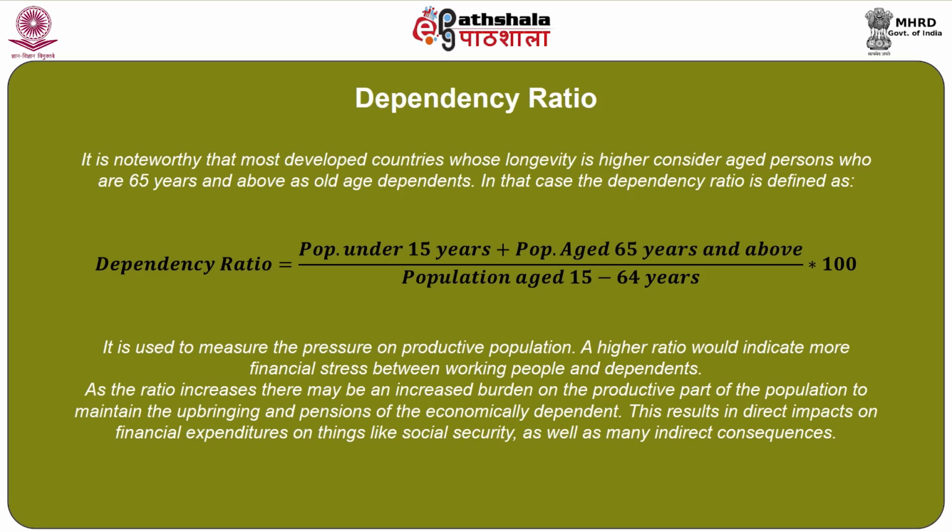A higher ratio would indicate more financial stress between working population and dependents. As the ratio increases, there may be an increased burden on the productive part of the population to maintain the upbringing and pensions of the economically dependent. This results in direct impacts on financial expenditures on things like social security as well as many indirect consequences.